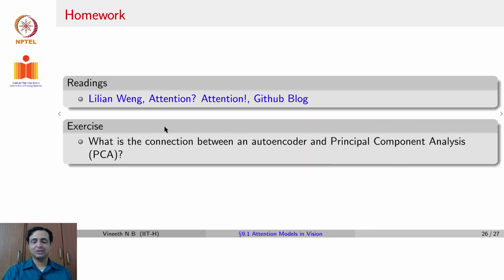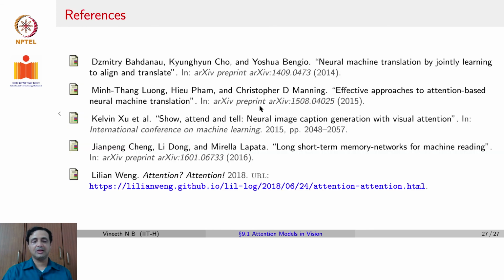Your homework for this lecture is to read this excellent blog by Lillian Weng known as Attention. It's a blog on GitHub. And one question that we left behind, which is there a connection between an autoencoder and principal component analysis? Think about it, and we'll discuss this in the next lecture. References.